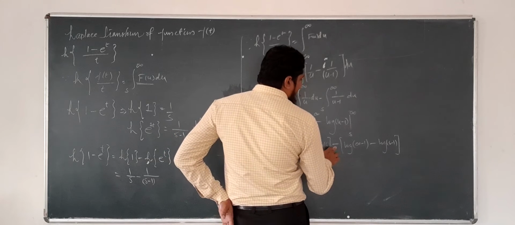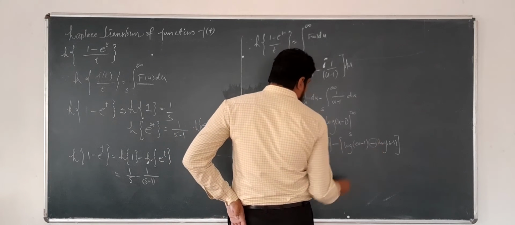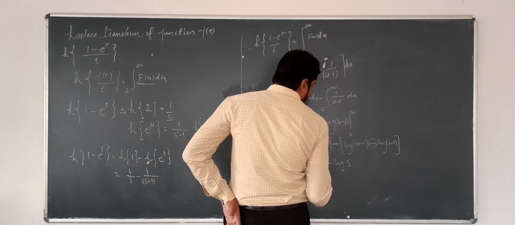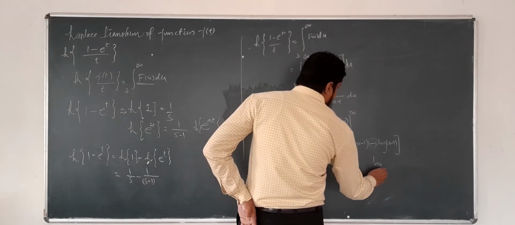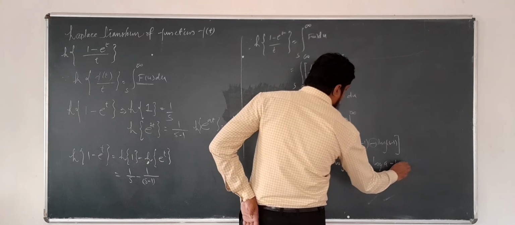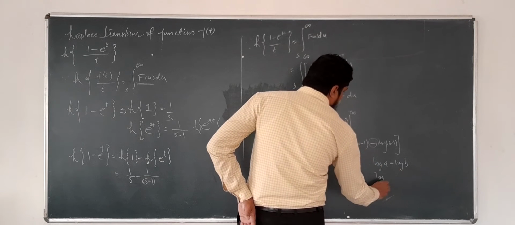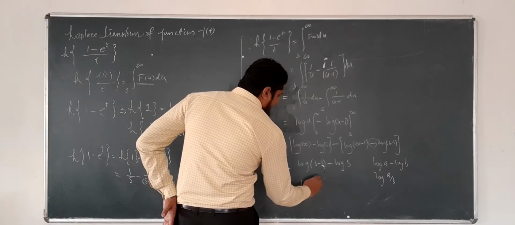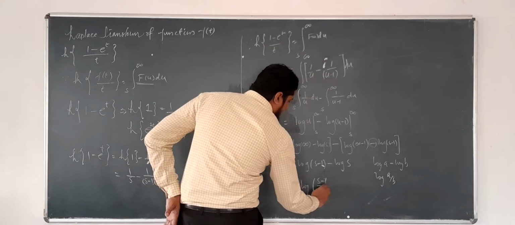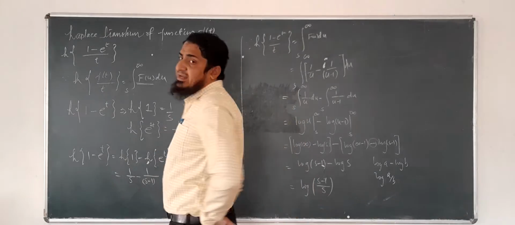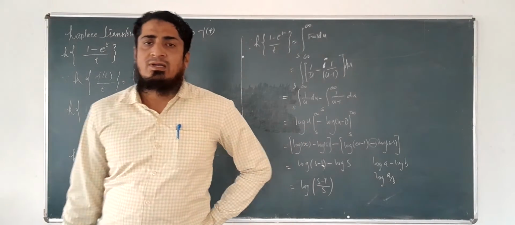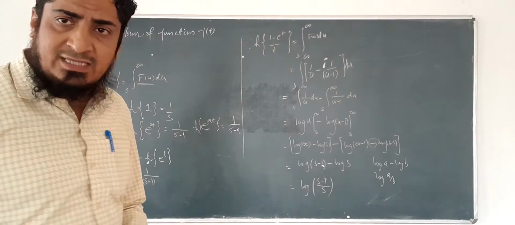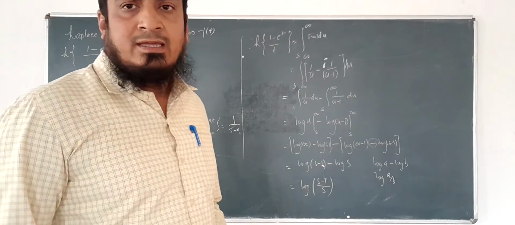Convert this minus into plus, and minus log of s, and we know that log of a minus log of b becomes log of a upon b, so we can write it as log of (s minus 1) upon s, and it is the final answer of this example. Now we will start with the fourth example.